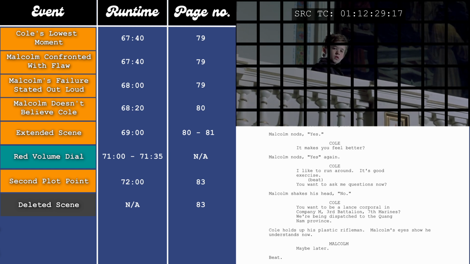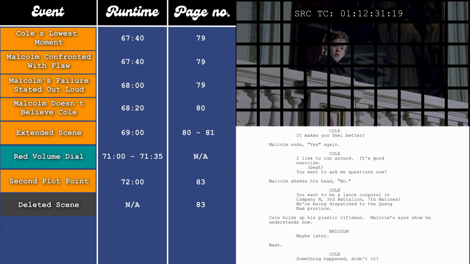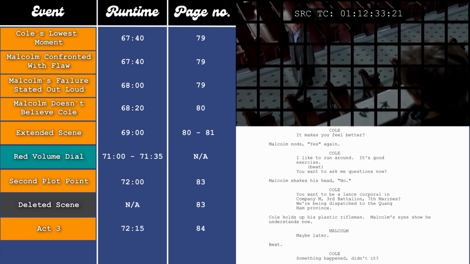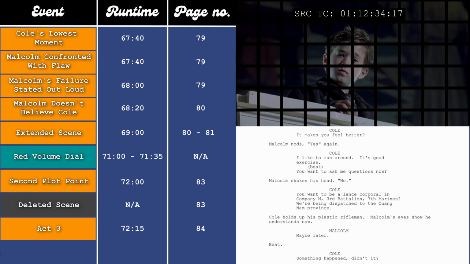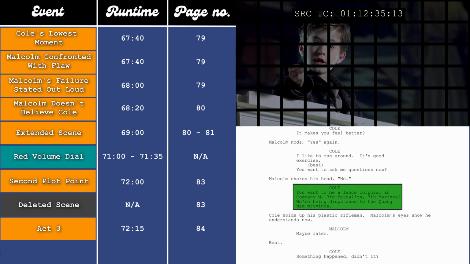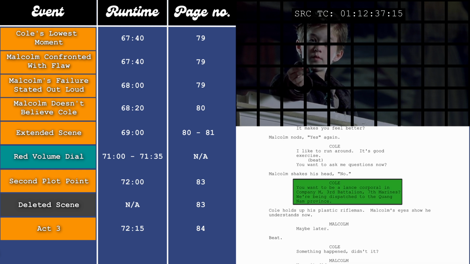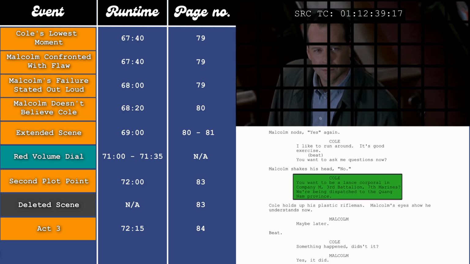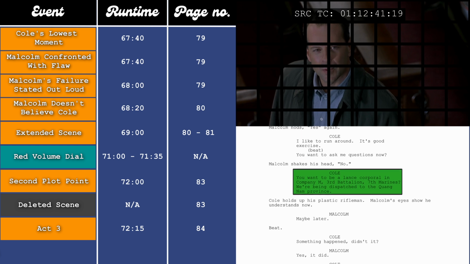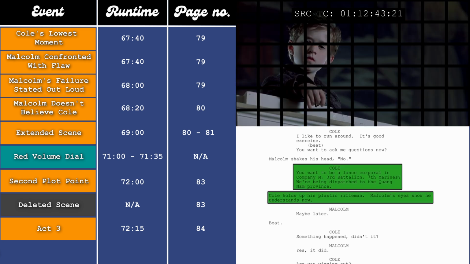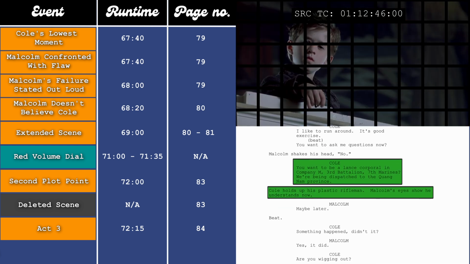At the 72-minute and 15-second mark, which is on page 84 in the script, we go into Act 3. He does this by coming back to Cole to make amends for leaving him and with a new plan on how to help. There's a really interesting descriptive line in the script after Cole says, "Want to be a Lance Corporal in Company M 3rd Battalion 7th Marines? We're being dispatched into the Quang Nam province." It then reads in the script, Cole holds up his plastic rifleman. Malcolm's eyes show he understands now.